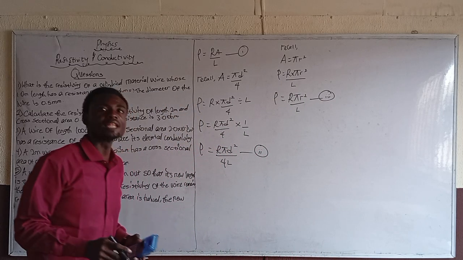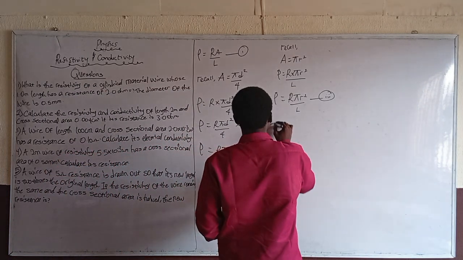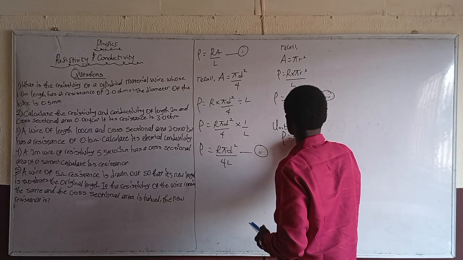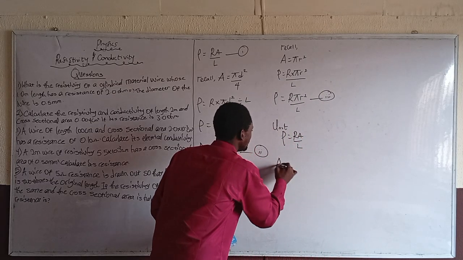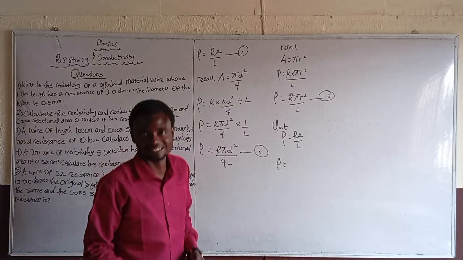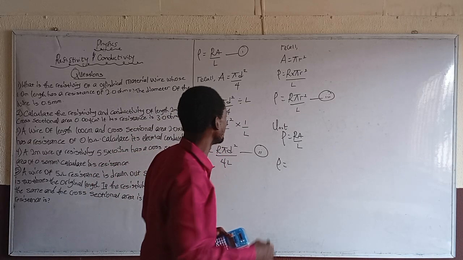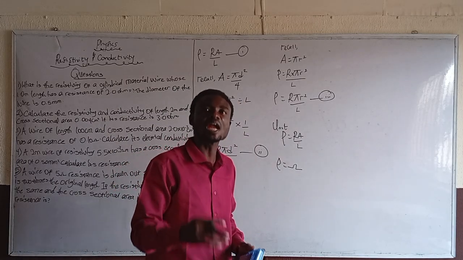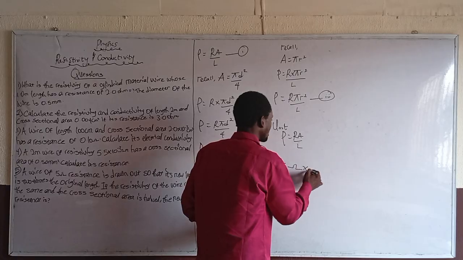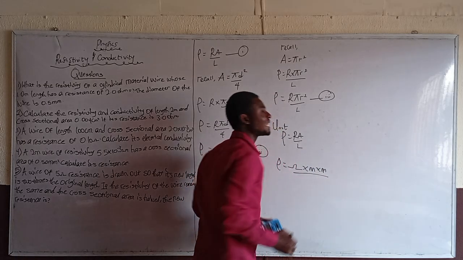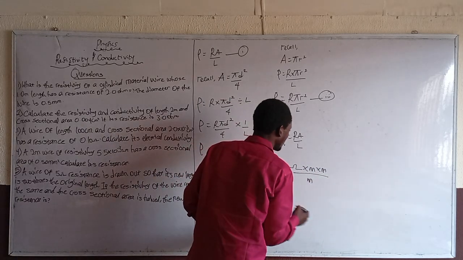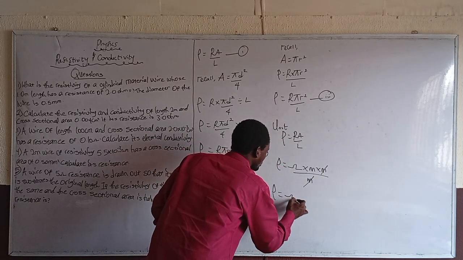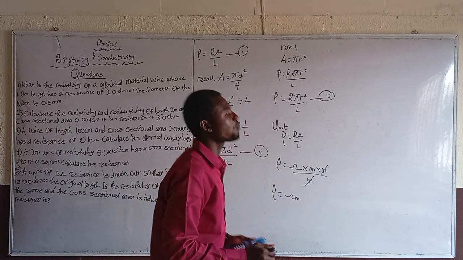Now, to get the unit of resistivity: resistivity is Ra over L. So to get the unit, R is resistance, and resistance is measured in ohms. A is area, and area is measured in meter squared. That is meter times meter. And L is length measured in meter. So from here, meter cancels meter, and resistivity, the unit, becomes what? Ohms meter.